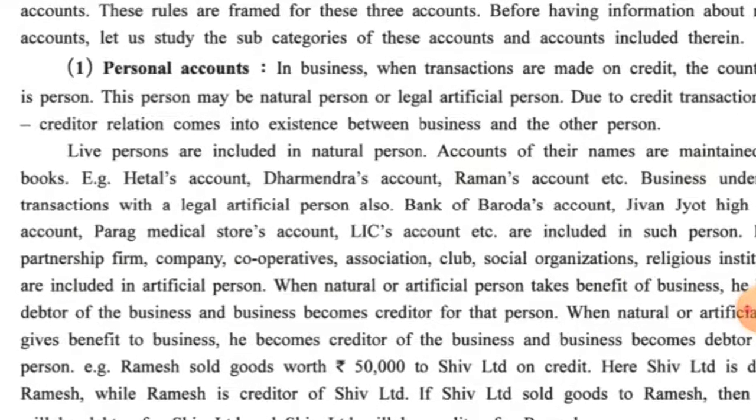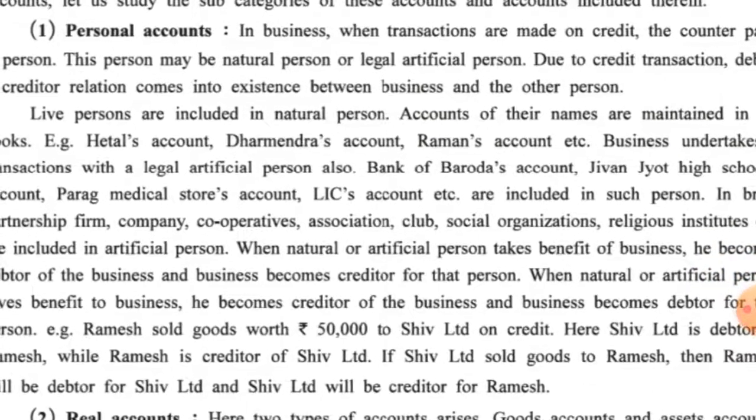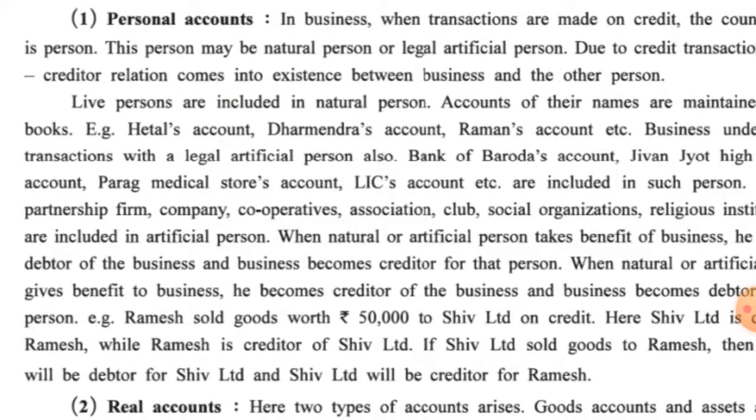In brief, partnership firm, company, cooperatives, association, club, social organization, and religious institutes are included in artificial persons. So if we are dealing with any such organizations, whether a religious organization, cooperative, business unit, partnership firm, or any association or club, then all of those come in the category of artificial person.